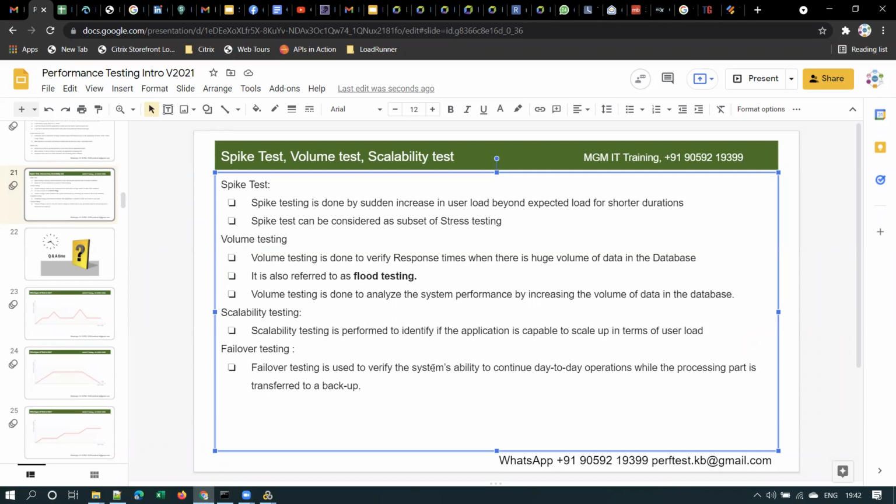Once the main environment is up and running again, when users are accessing the application, that user request should go to the main environment again. To verify whether it is switching back, if the main environment was down and the backup environment was up and running, and once the main environment is up, all the user load should go to the main environment only, not the backup environment. To verify that, we do this failover testing.